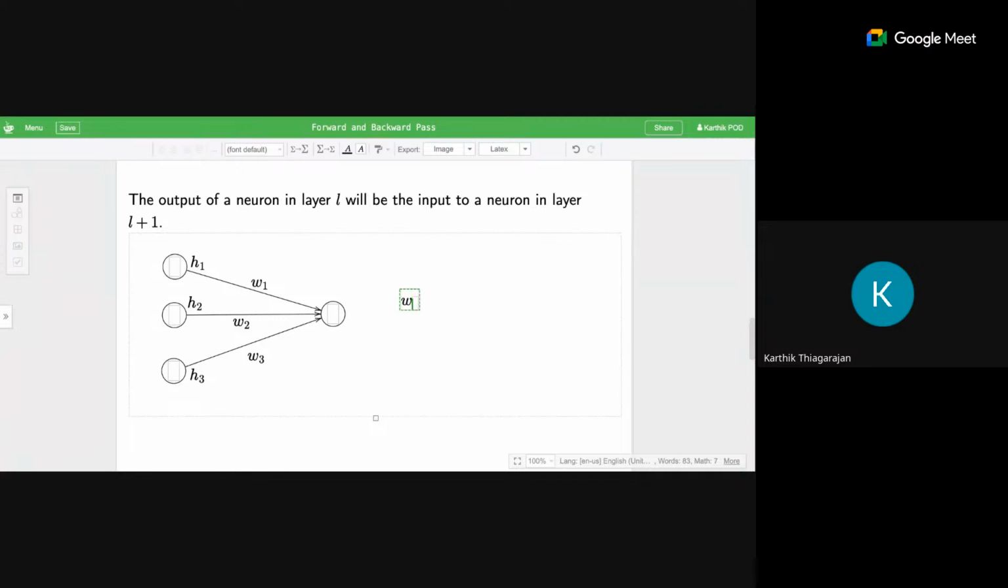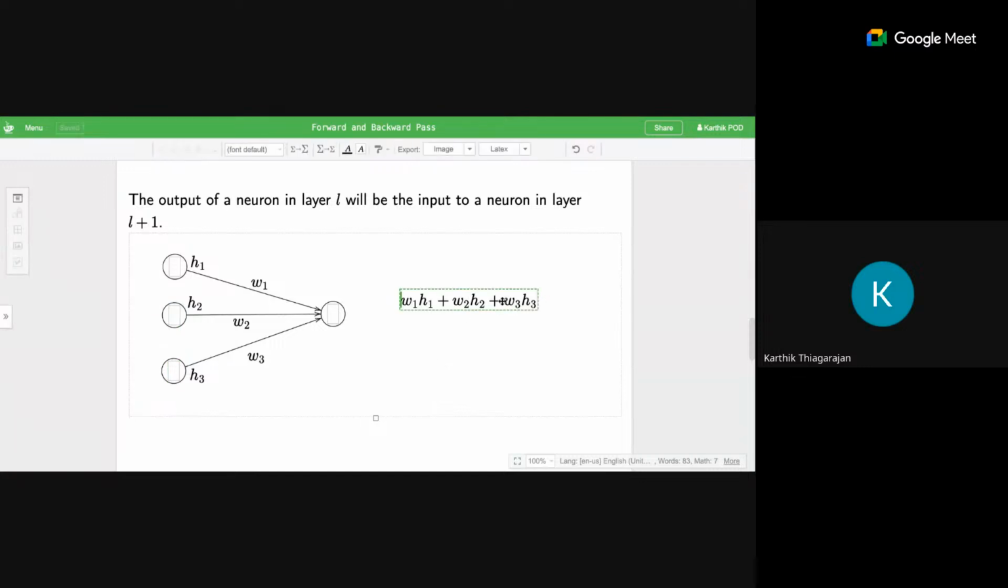It will be W1 H1. So the input is H1. How important is this input? It is as important as W1 into this. That's the effective importance of the input coming into this neuron from the previous layer's first neuron. So this is W1 H1. Similarly, plus W2 H2 plus W3 H3. This is the linear combination, as we call it, of the inputs coming from the previous layer.